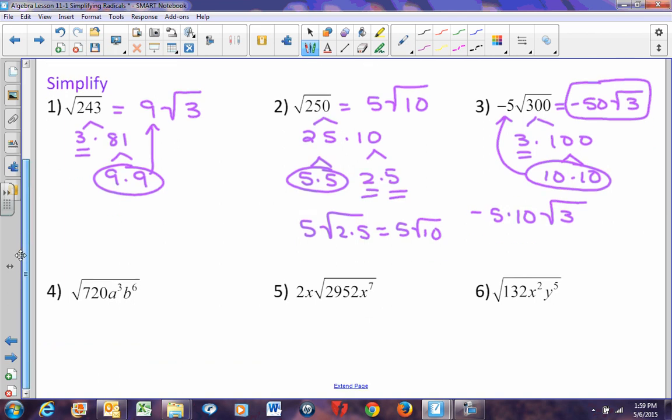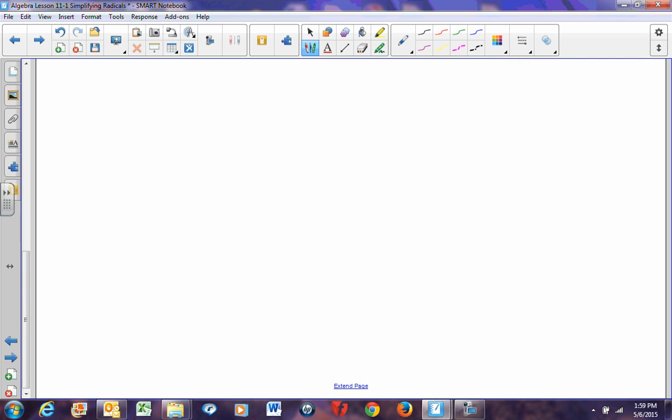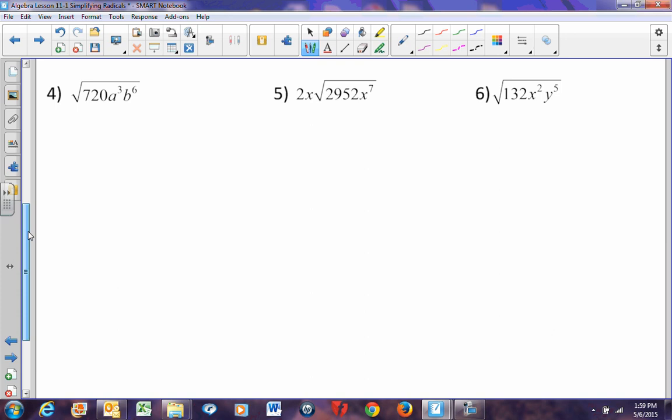Now let's start looking at some problems that have variables. I'm going to do the square root of 720, a to the third, b to the sixth. Okay, 720, that's 72 times 10. Right? 72, 8 times 9, right? 10, 2 times 5. Those are primes. 8 is 2 times 4. 4 is 2 times 2. 9 is 3 times 3.